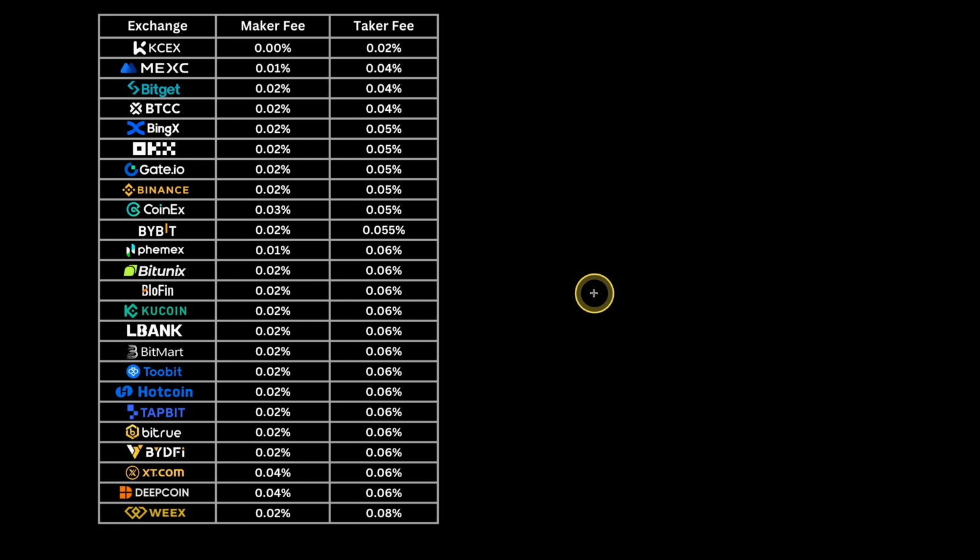Here's also a fee comparison with other exchanges. As you can see, Bitunix is with those starter fees pretty much right in the middle. So those fees right here are pretty much an average of all the different crypto exchanges. And as you can see, there's not really a big difference between those different exchanges.